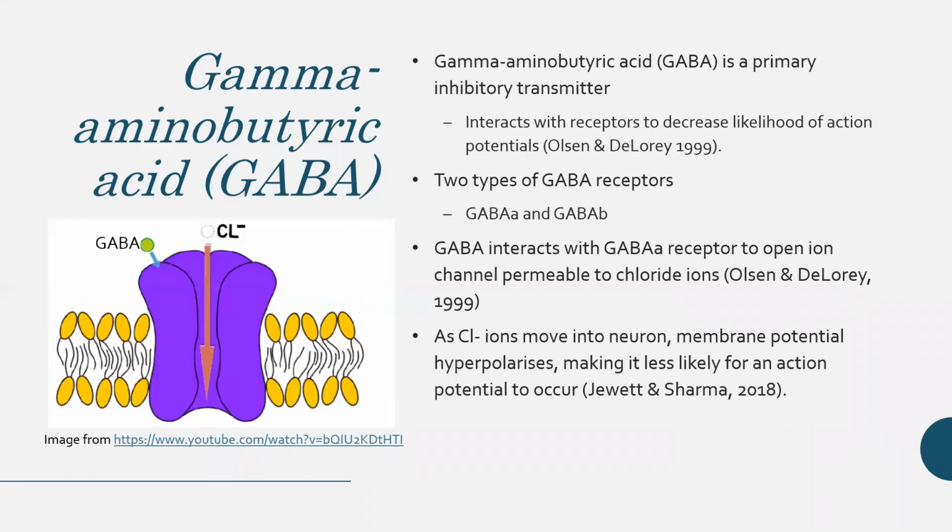There are two types of receptors that GABA binds to, GABA A receptors and GABA B receptors. Let's focus on GABA A or GABA alpha receptors a little more. When GABA interacts with a GABA A receptor, it opens an ion channel permeable to chloride ions. The extracellular concentration of chloride is typically higher than the intracellular concentration. So, as chloride ions move into the neuron, this causes the membrane potential to hyperpolarize, which again makes it less likely for an action potential to occur.